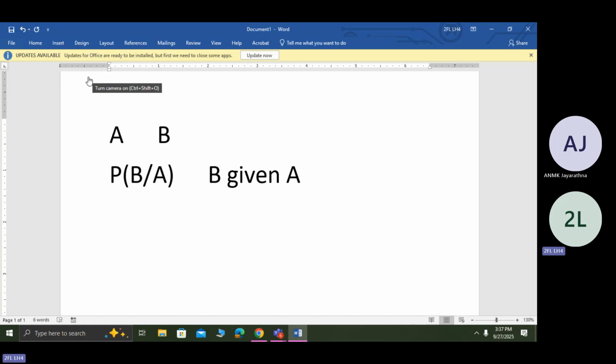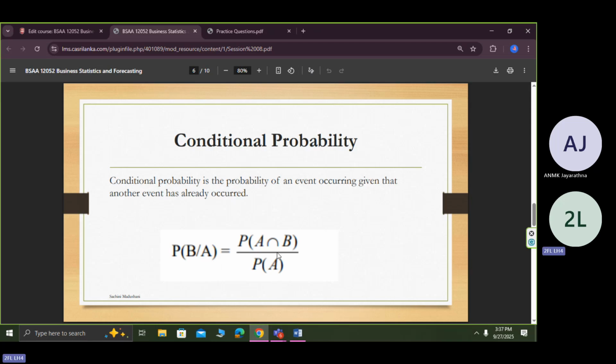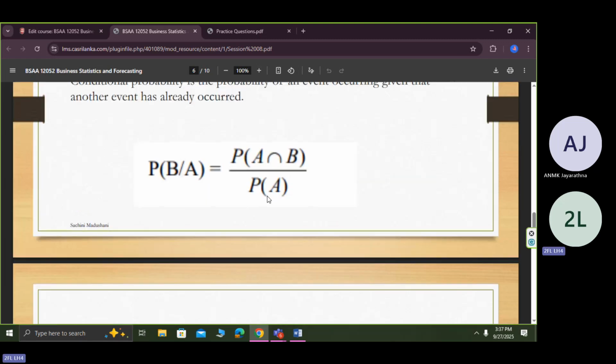Understood? Okay, then we move on to how we find the conditional probability. Here we have the formula, how we find it. Normally in a fraction, there is a numerator and a denominator.